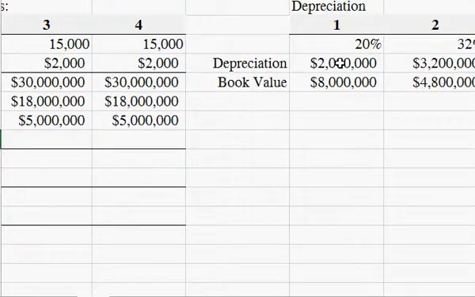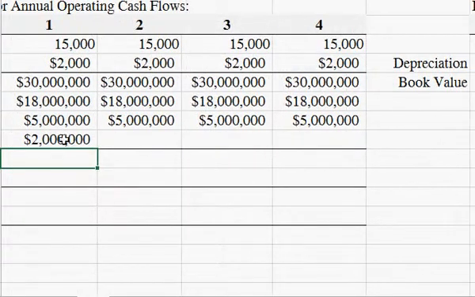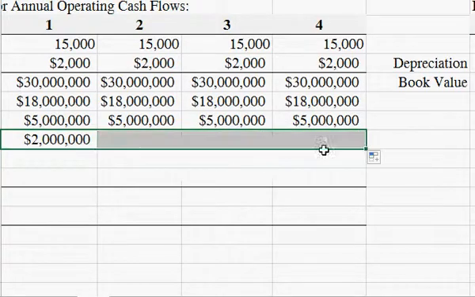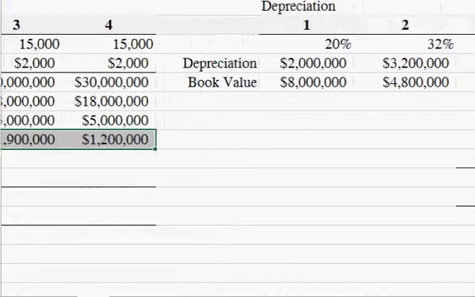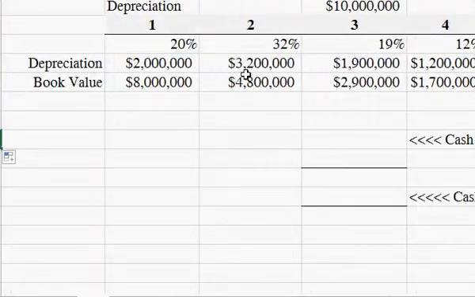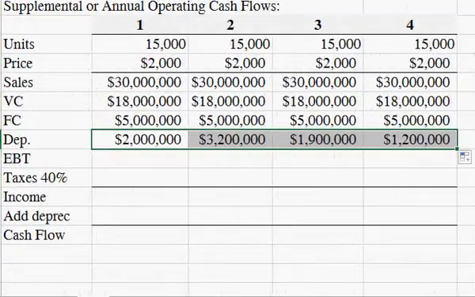It's equal to, right here, this 2 million. And hit enter. You can either type in the ones you just calculated, or you can just tell it to read the spreadsheet across. Those are the exact same numbers that we just did: 2 million, 3.2, 1.9, and 1.2. So we have sales, variable cost, fixed cost.